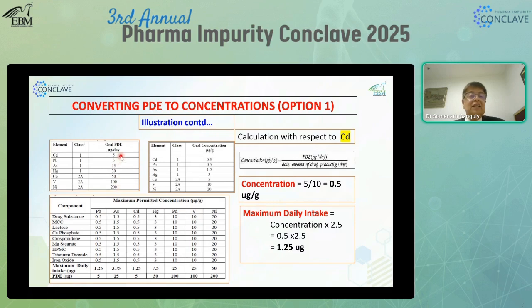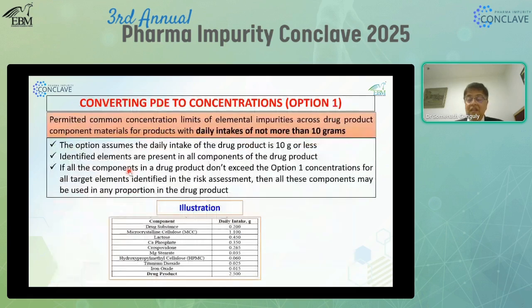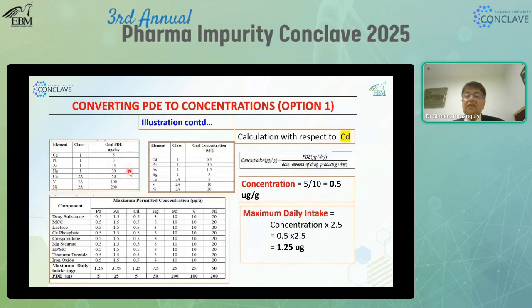What is it for cadmium? Let us focus on cadmium for calculation purposes. Then what is its concentration? Because in option 1 we are considering 10 grams, you have to divide 5 by 10, right? So it is 0.5 microgram per gram. This is the concentration. So when you are making your drug product, this is the drug substance, MCC. Accordingly, all the PDEs are divided by 10. These are the data; in this table, the data is there.